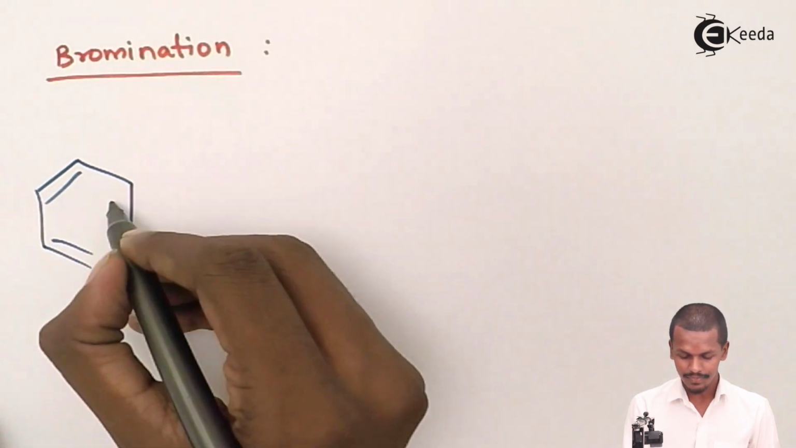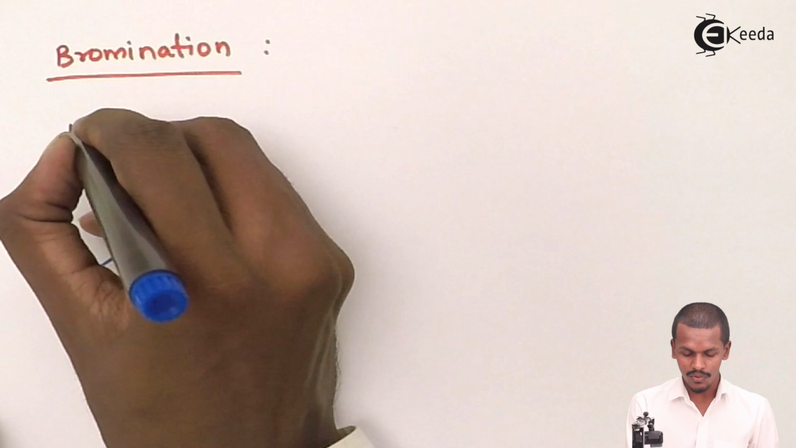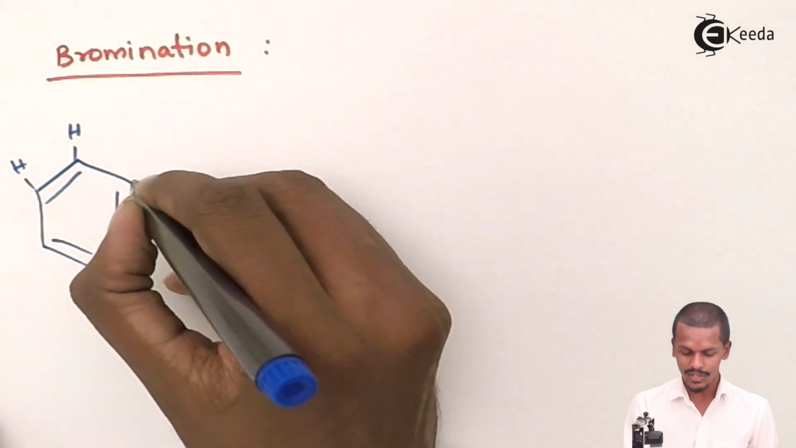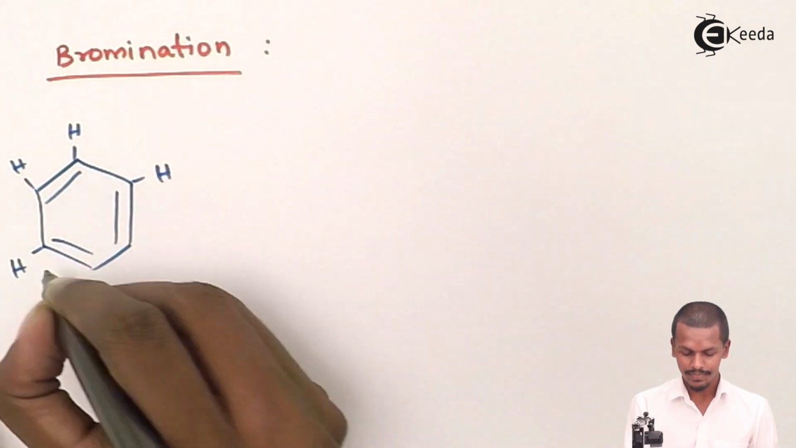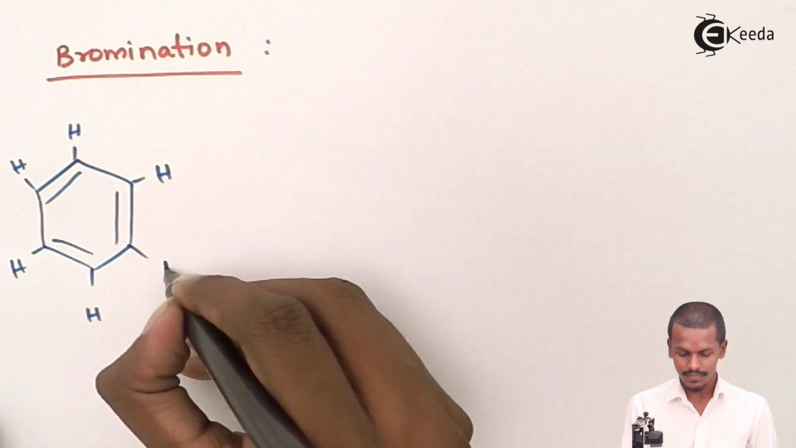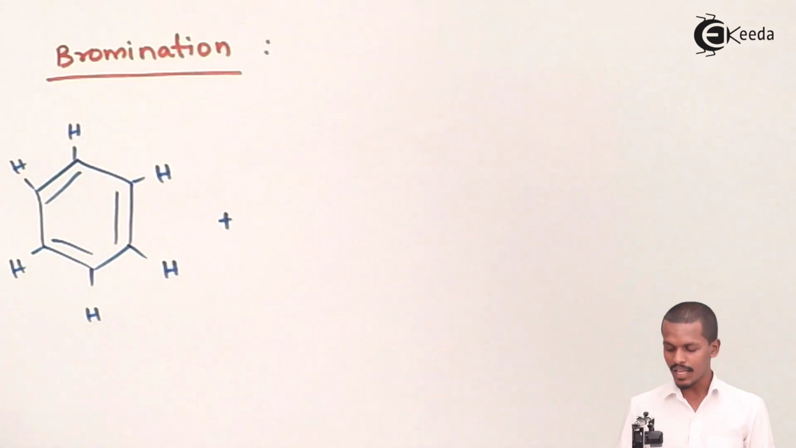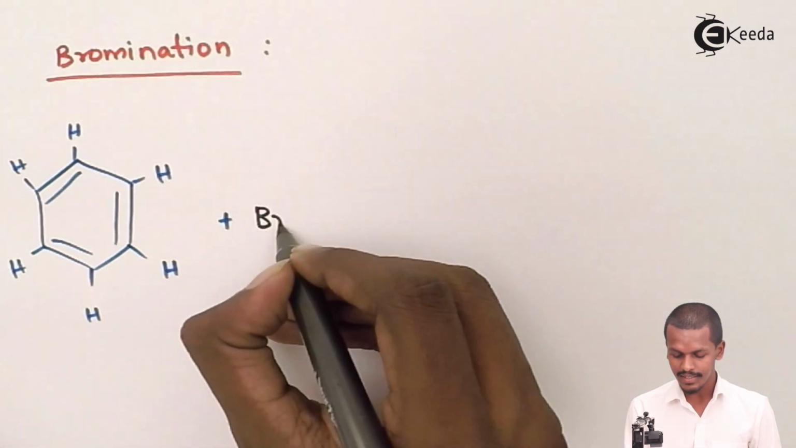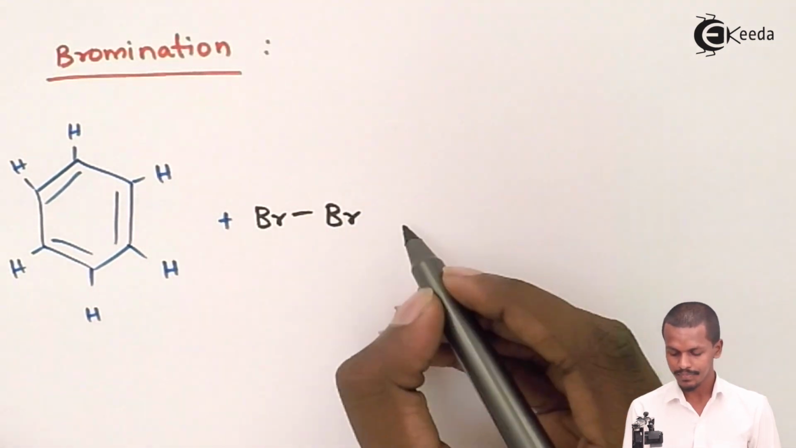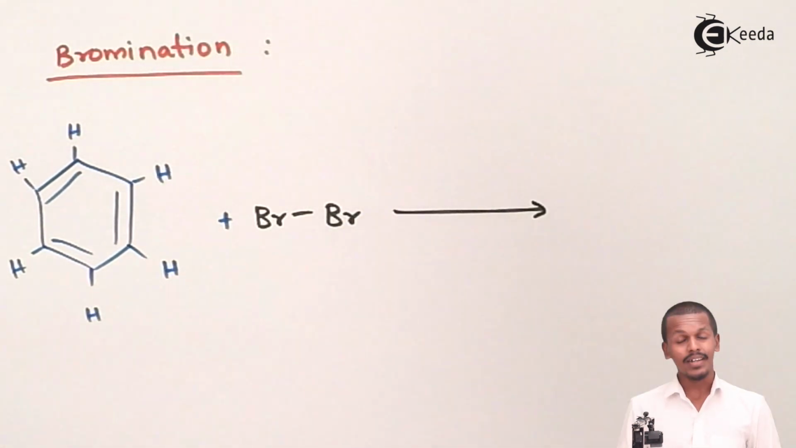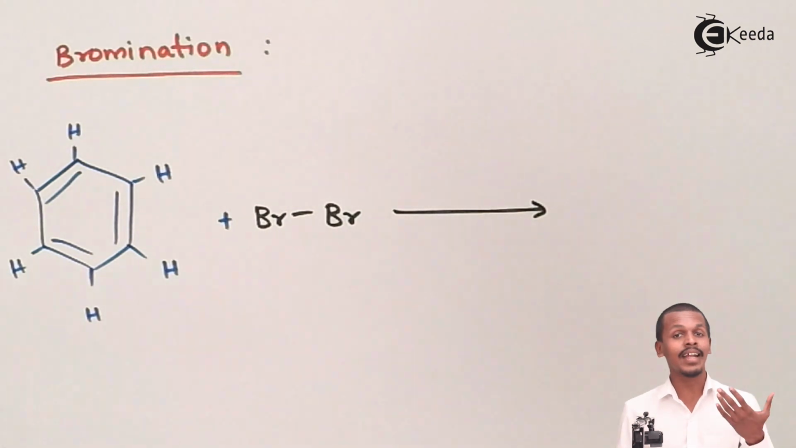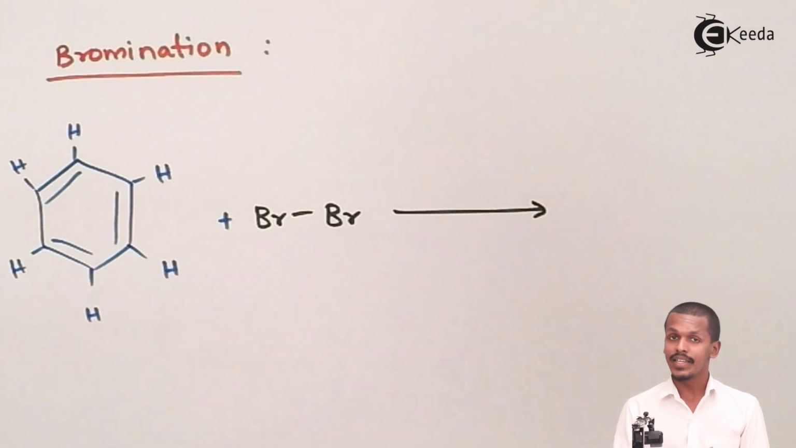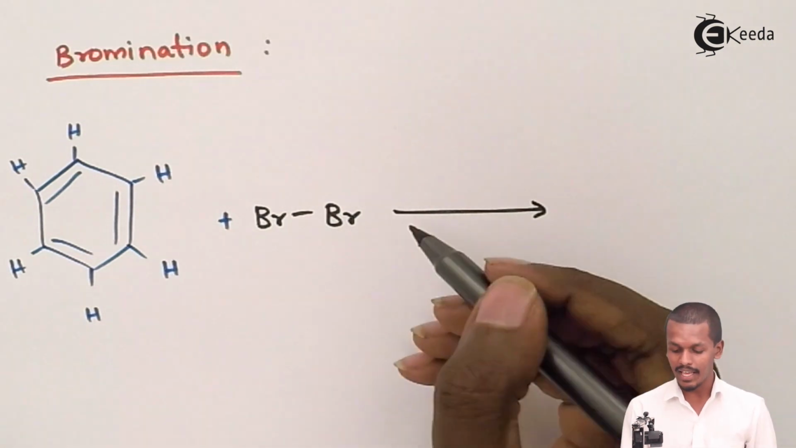Suppose I am representing benzene, which consists of 6 hydrogen atoms, as you could see over here, and I am including the bromine molecule, which can be written in this manner. But we do not have to use anhydrous AlCl3. In this case, the catalyst or the reagent that we are going to use is FeBr3.